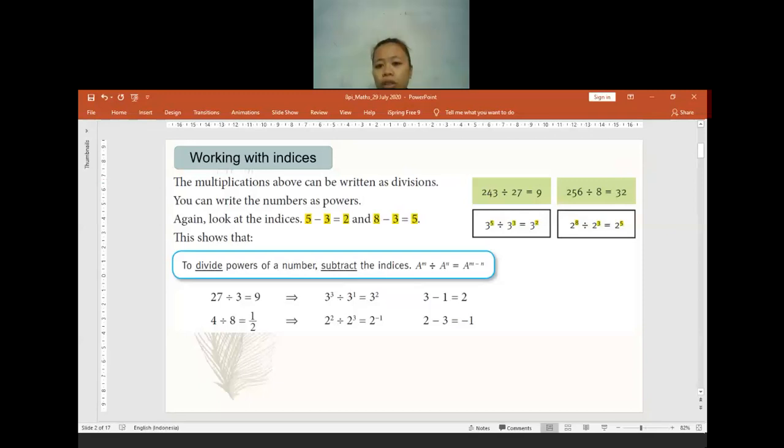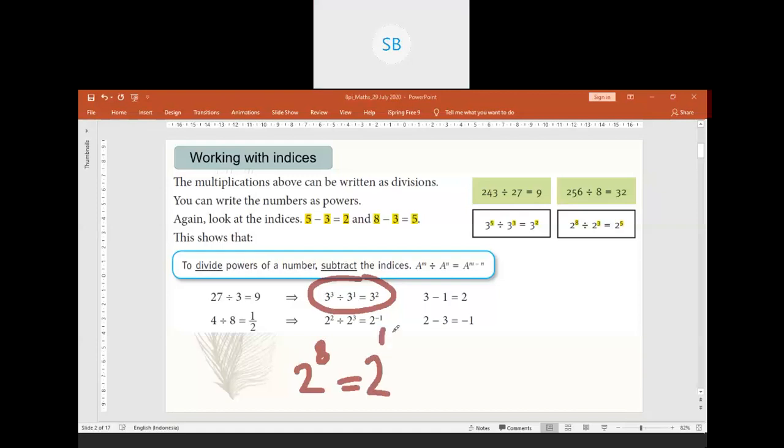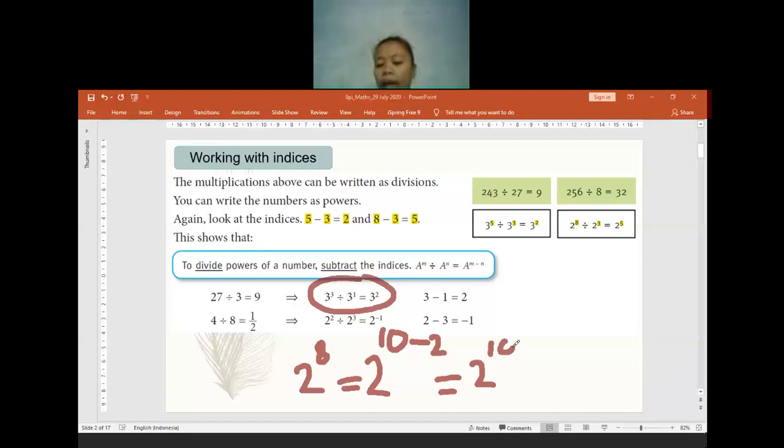When there is a division using indices, we can just directly subtract the powers. For example, 3 to the power of 3 divided by 3 to the power of 1. 3 minus 1 is 2, so it will be 3 to the power of 2. So today we have 2 to the power of 8, which is equal to 2 to the power of 10 minus 2. Because there is a subtraction using the power, we can change it into division. We change it into 2 to the power of 10 divided by 2 to the power of 2.